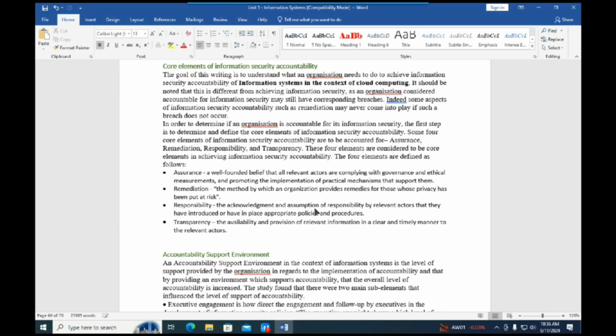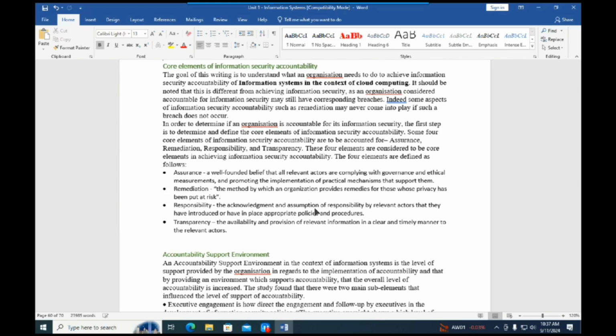Remediation, on the other hand, is the methodology by which an organization provides remedies for those whose privacy has been put at risk. For instance, you've been collecting private data for your clients, and now the private data of the clients has been accessed by external people who are using it maliciously. So how are you going to compensate these people? How are you going to actually remedy that particular situation?